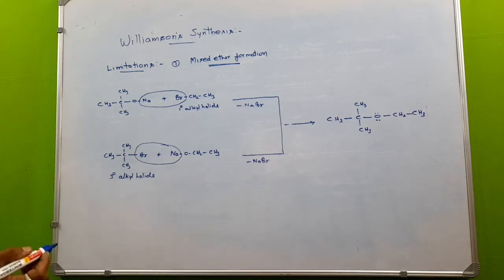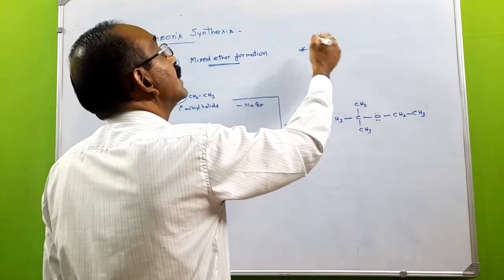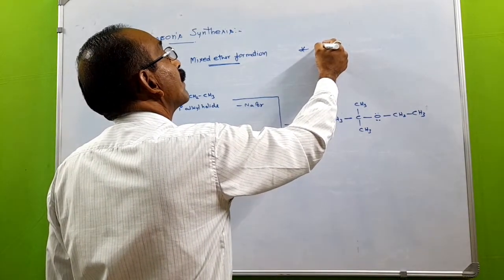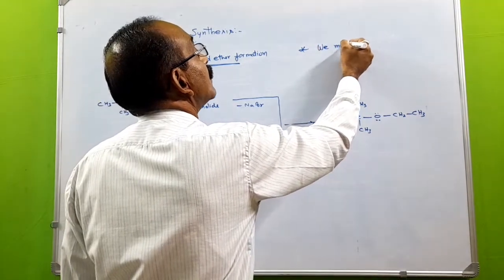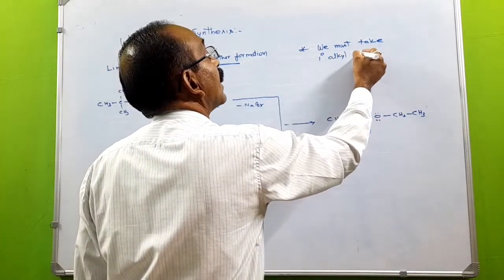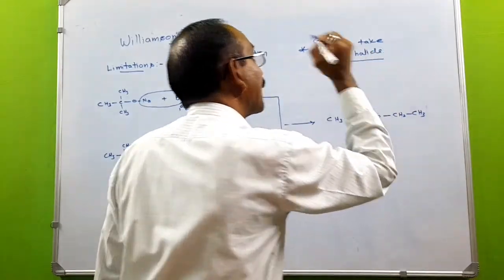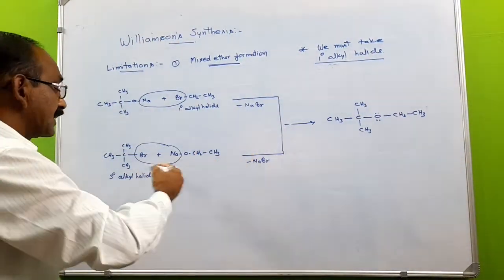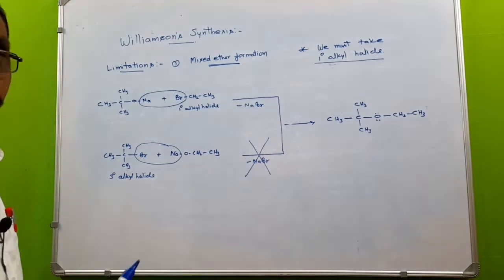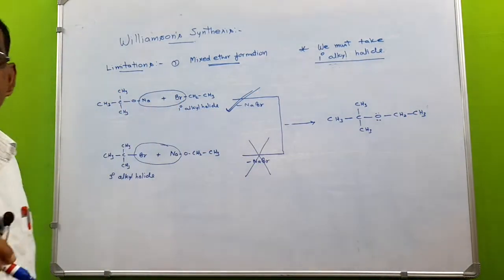So the limitation is, while making this type of mixed ether, it is compulsory that we must take a primary alkyl halide as reactant. Means in this case, if the tertiary alkyl halide is taken, this product formation is not possible. The product formation is possible only when the alkyl halide taken is primary.